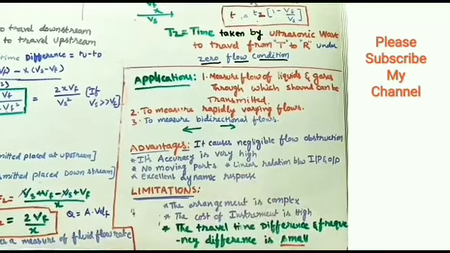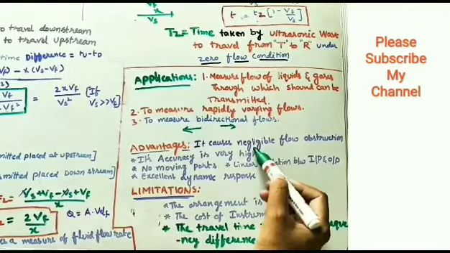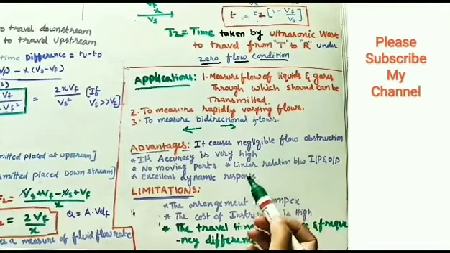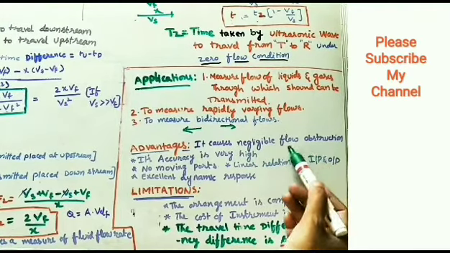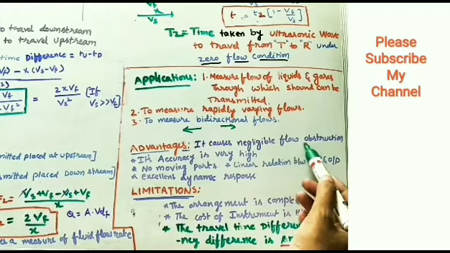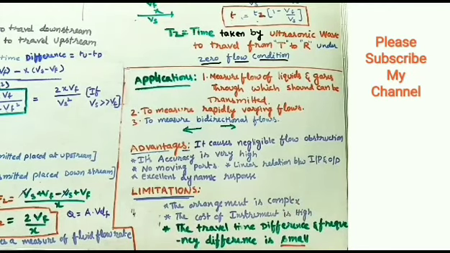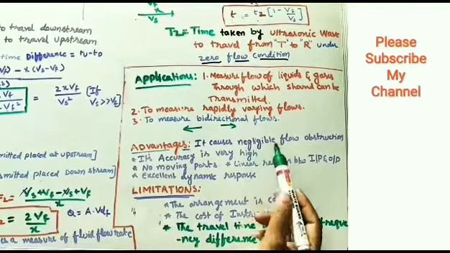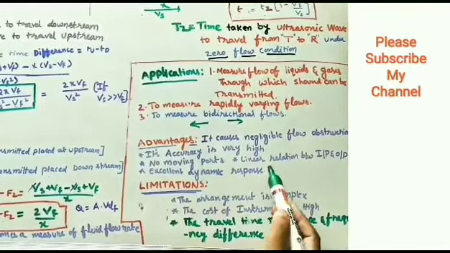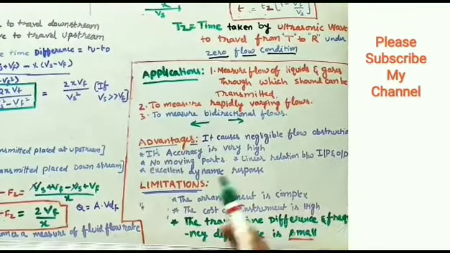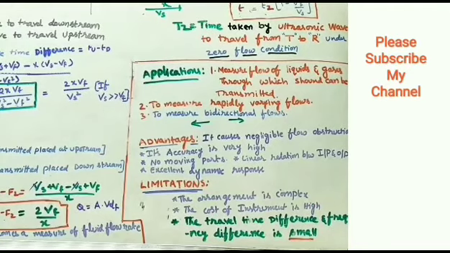What are the advantages? There are no moving parts, so whatever values it gives are very accurate. It causes negligible flow obstruction. It has no moving parts, a linear relationship between input and output, and excellent dynamic response.